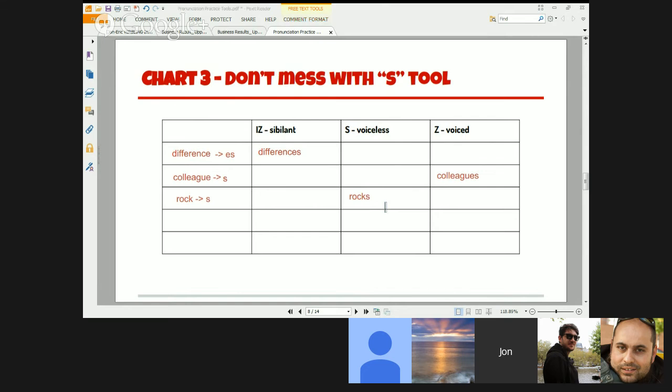Rocks. I want to hear you say all three, Onorato. All three words. Repeat. Differences. Good. Colleagues. Colleagues. It's better, not perfect, because you've got to use your voice. Gz. Colleagues. That's it, yes. Colleagues. Rocks. Rock. Okay, good.